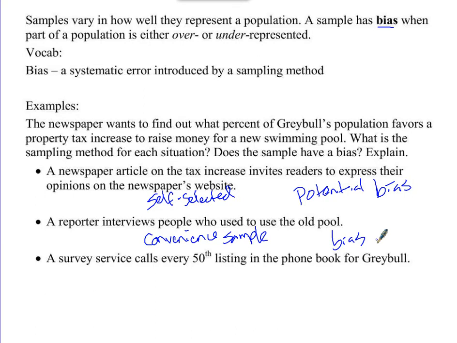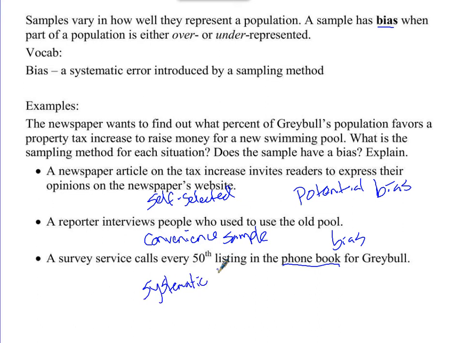A survey service calls every 50th listing in the phone book for Grable. That's what systematic looks like. Systematic has an ordered list, or people are put in order, or things are put in order. The phone book is in order alphabetically. And then if you just go through the phone book and call every 50th person, you wind up with a systematic sample. And is there going to be bias there?